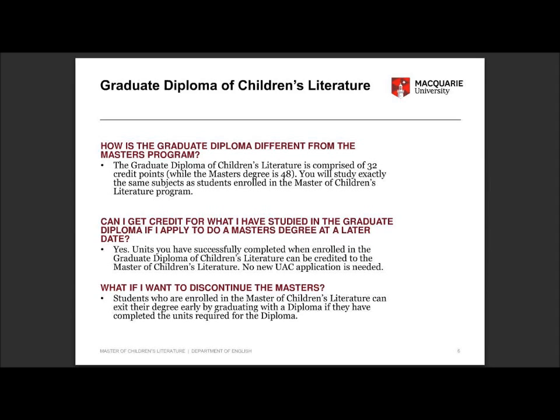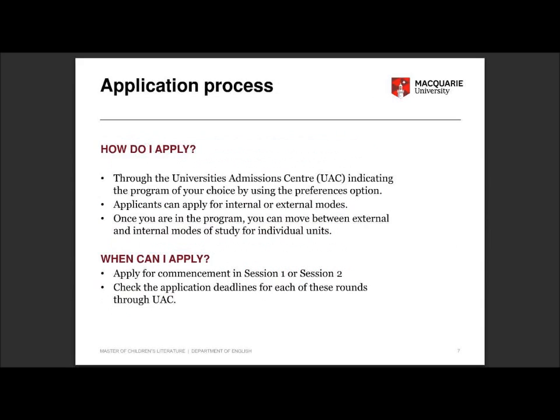The same thing if a student enrolls in the master's program and feels that they're unable to complete it, they can exit with a graduate diploma. So it just gives some flexibility with the study. The Graduate Diploma offers a shorter version of the Master of Children's Literature. We have the students in the two different cohorts together in the subjects. So I think I've covered everything on that slide there.